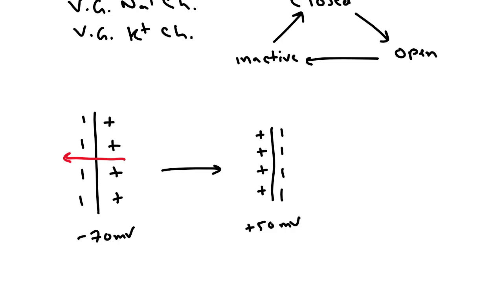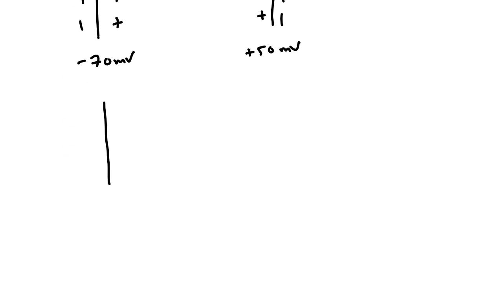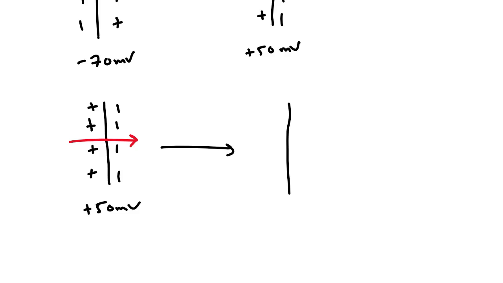Now, repolarization. If I'm starting out from a depolarized membrane, where I'm positive inside, negative outside, and I'm at plus 50 millivolts, well, all I have to do is move positive charge in this direction, out. By moving positive charge out, what will happen is I'll become more negative inside, more positive outside, and I repolarize the membrane back to its resting potential. Eventually.